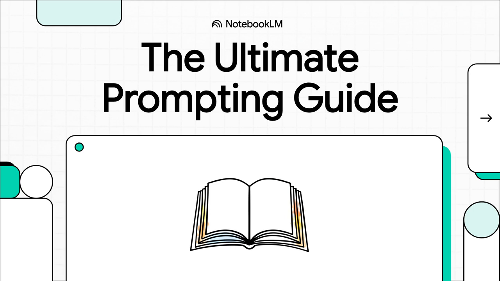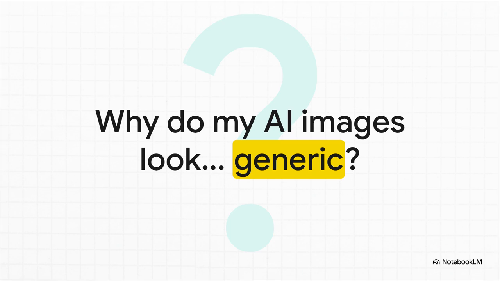We're talking about how you can become the director and get the AI to create the exact image you have in your head. I mean, we've all been there, right? You type in something simple, like astronaut or cat. And what you get back is fine, it's an astronaut, it's a cat. But it's also kind of generic, a little predictable. It's a super common problem, but the solution is actually way simpler than you might think. It really just comes down to how you're talking to the AI.